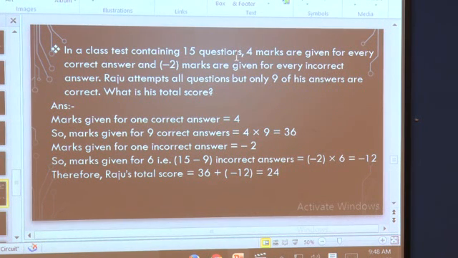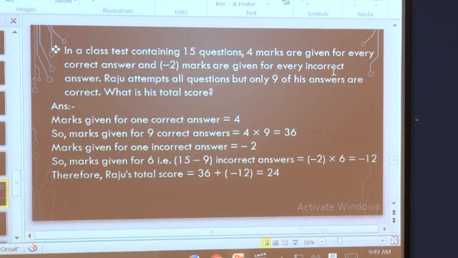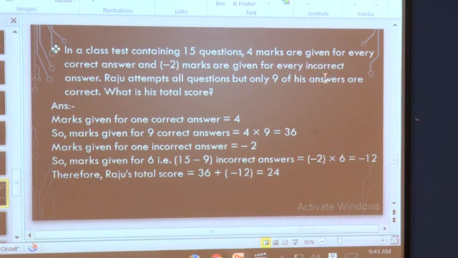Here, a class test contains 15 questions. Yes, your teacher also takes a test which has 15 questions. Now 4 marks are given for every correct answer, means if your answer is correct, for each answer you will get 4 marks, and minus 2 marks are given for every incorrect answer. Means when you give a wrong answer, your teacher will cut 2 marks. Now Raju attempts all questions. How many is that? 15 questions. Yes, he attempts 15 questions, but only 9 of them were correct answers.